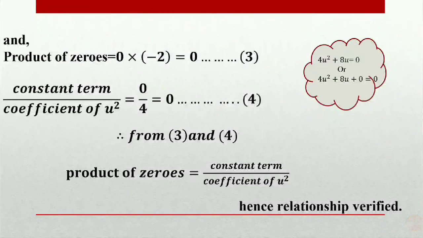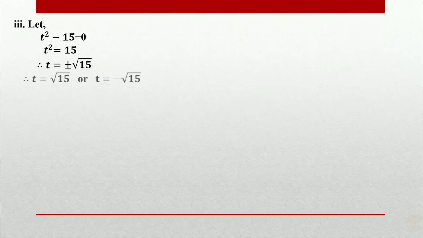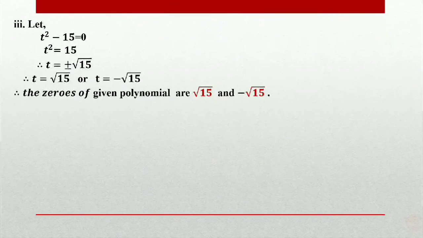Okay. See the solution of example number 3. Let t square minus 15 is equal to 0. That means t square is equal to 15. Now taking square root on both sides, we get t is equal to plus or minus under root 15. Therefore, either t is equal to root 15 or t is equal to minus root 15. Therefore, the zeros of the given polynomial are root 15 and minus root 15.